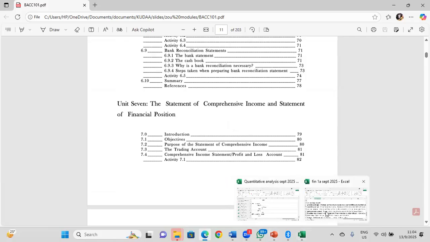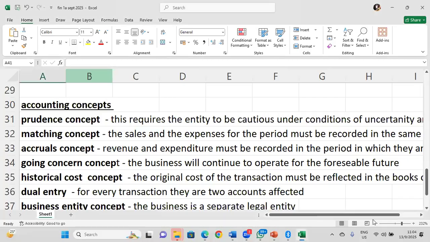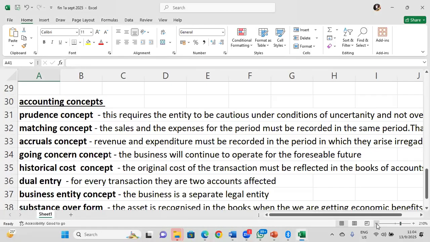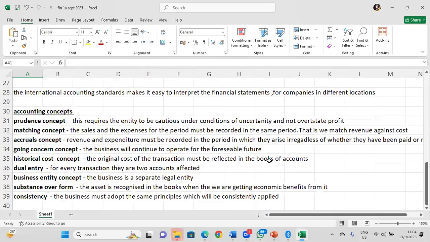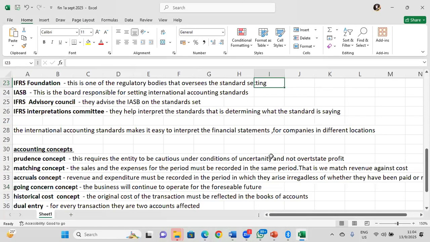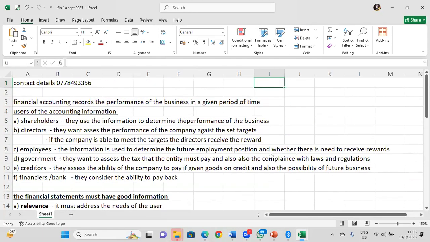Now, let's have a quick run through of what we did in the last session, for the sake of those that missed it. In our last session, we introduced the subject, and we said that financial accounting is all about telling the performance of the business. It tells us how the business has performed, so that the users of accounting information can make decisions out of it.